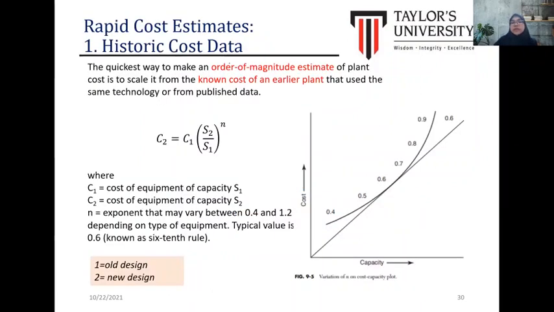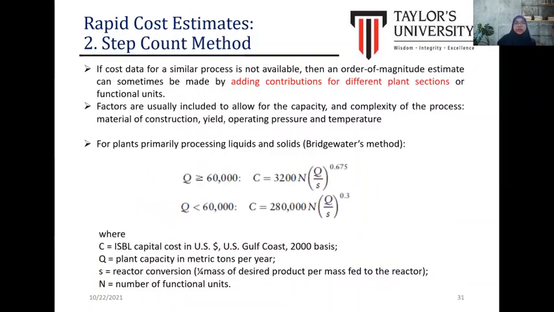Okay, the first is rapid cost estimation based on historic cost data. If you can see here, it basically refers to the scaling factor, where we compare the capacity to the cost from the previous project, raised to the power of the corresponding exponent. So this is known as the historic cost data. Okay, the next is using the step count method.